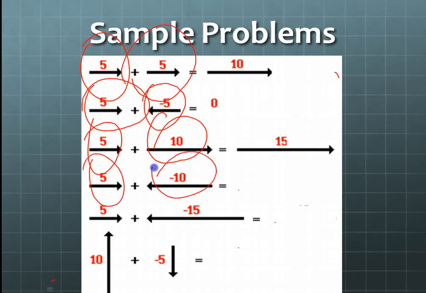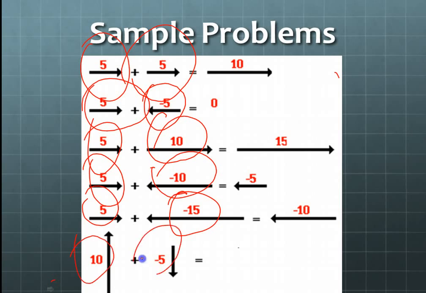5 and 10, but they're in opposite directions, so you're going to subtract them. So 5, and that's to the left. And then we have 5 and 15, opposite directions, so we're going to subtract. So that's 10 to the left. And then here we have 10 and 5 in opposite directions. We have an up and a down, but it doesn't really matter what the directions are. So we have 5, and that would be up, right?